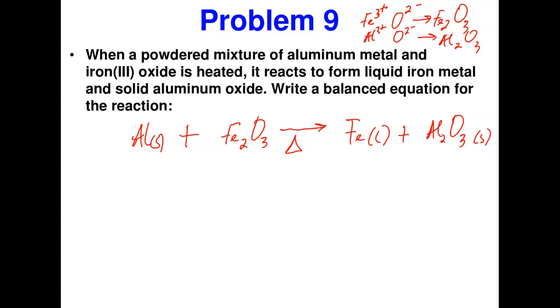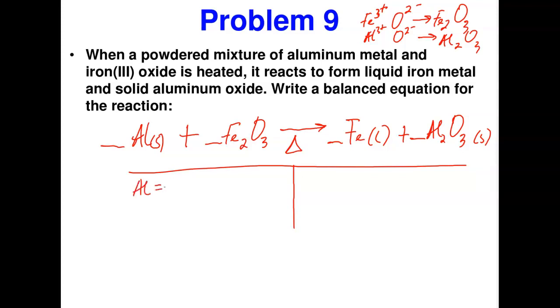Of course, I'm going to put this because I'm going to balance the equation. Again, let's count the atoms we have on all sides of the equation. If I count the atoms, aluminum here is equal to 1. Iron here is equal to 2. And oxygen here is equal to 3. Here, aluminum is equal to 2. Iron is equal to 1. And oxygen is equal to 3.